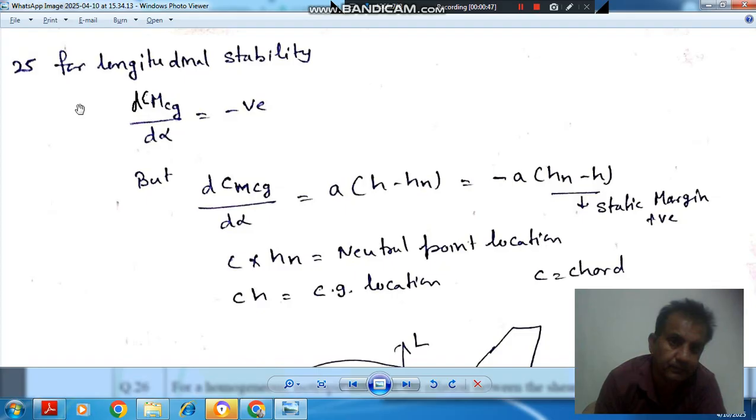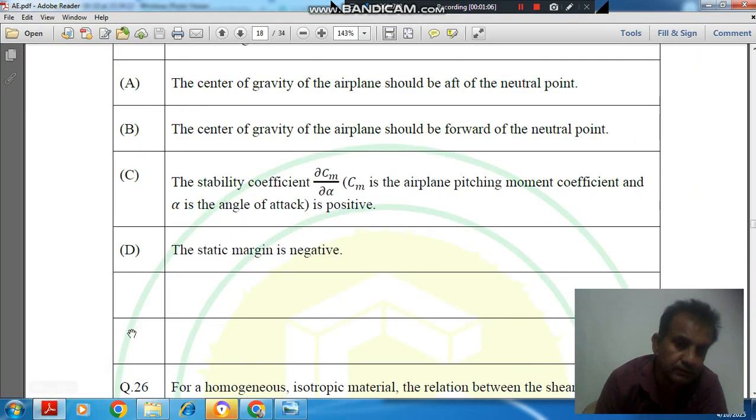So here, for longitudinal stability, the first condition should be that the differential of the pitching moment coefficient with respect to angle of attack, dCm/dα, should be negative. So the option saying the stability coefficient dCm/dα is positive is wrong.